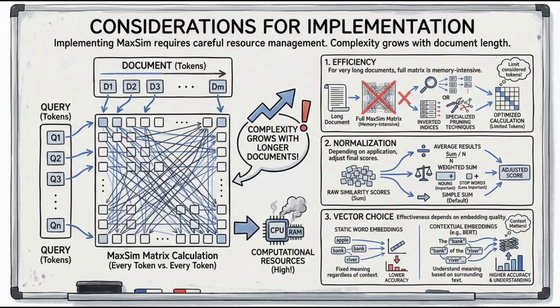For massive documents, building a full similarity matrix can strain your system's memory. To work around this, developers often use inverted indices or pruning techniques to narrow down the most relevant tokens before performing the calculation. You also have flexibility in how you aggregate your results. Depending on your goals, you might choose to average your similarity scores instead of summing them, or apply weights to prioritize specific query tokens, like focusing on important nouns rather than common stop words.